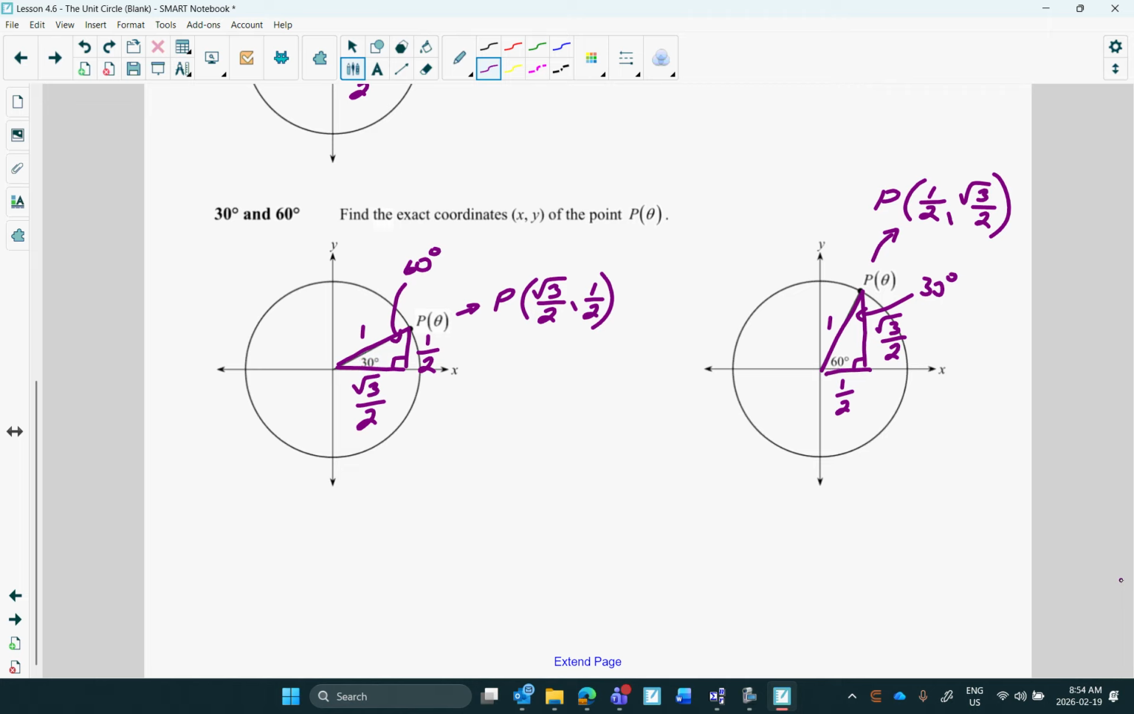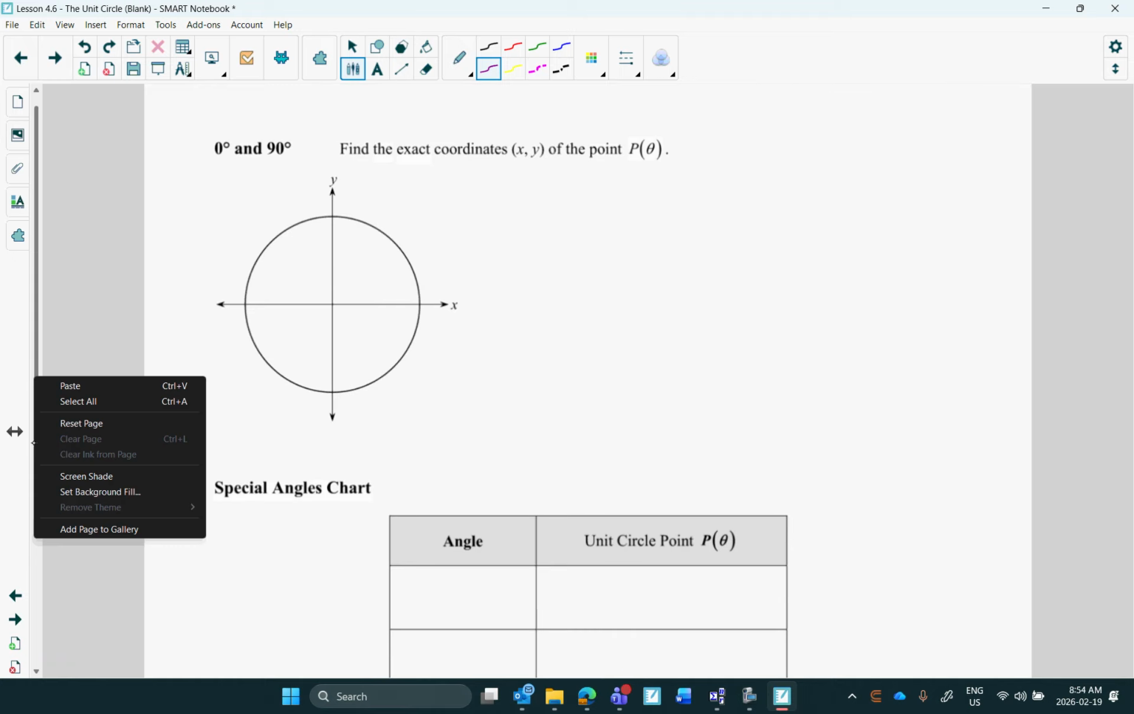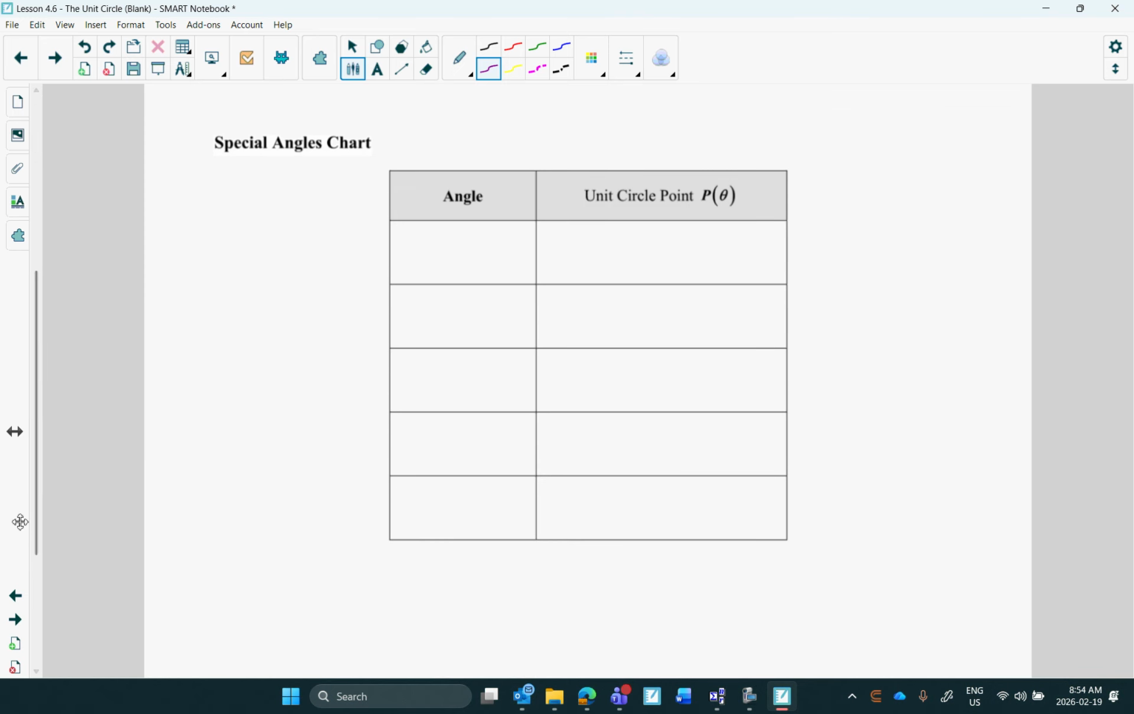Okay, so we basically took those triangles from the first 2 pages and put them in here. So to summarize, here's what we've done so far. We found points on the unit circle when we have triangles where the angle coming out from the center is 30 degrees, 45, and 60.